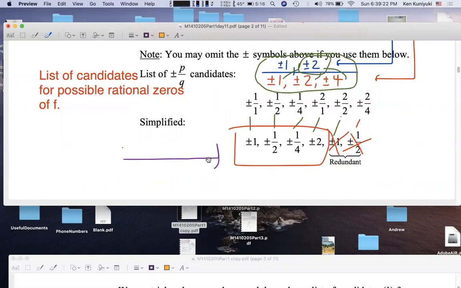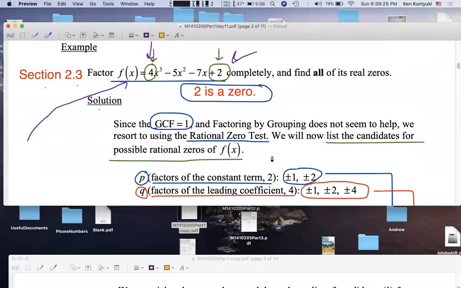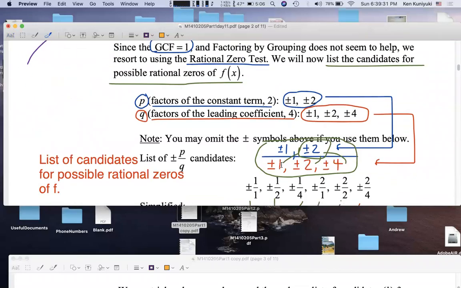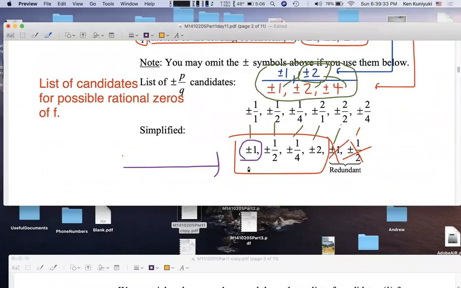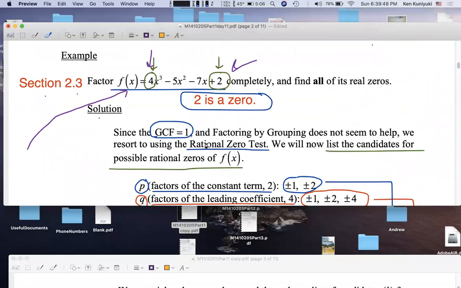It's trial and error. And by the way, notice that positive one and negative one will always be in this list of candidates for a polynomial like this. So without even listing the whole list of candidates, you know that positive one and negative one are in the mix, and we could try them out. So for example, let's try positive one. Let's see if that's a zero for this function.